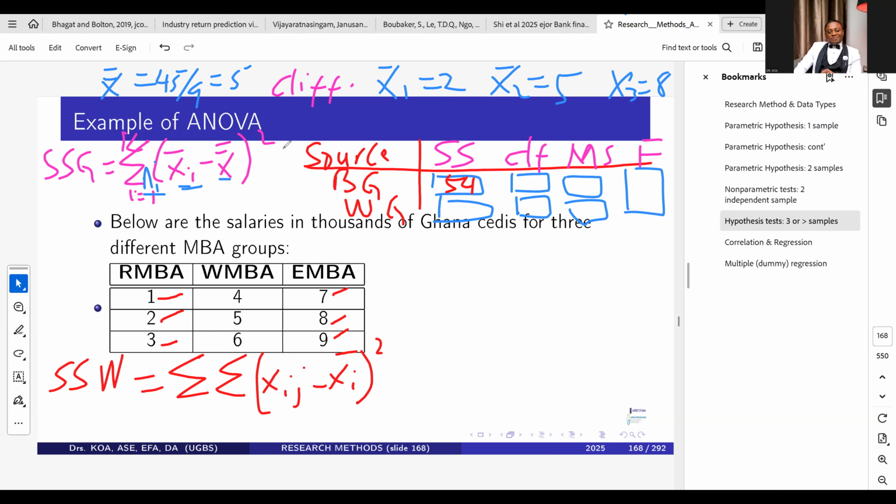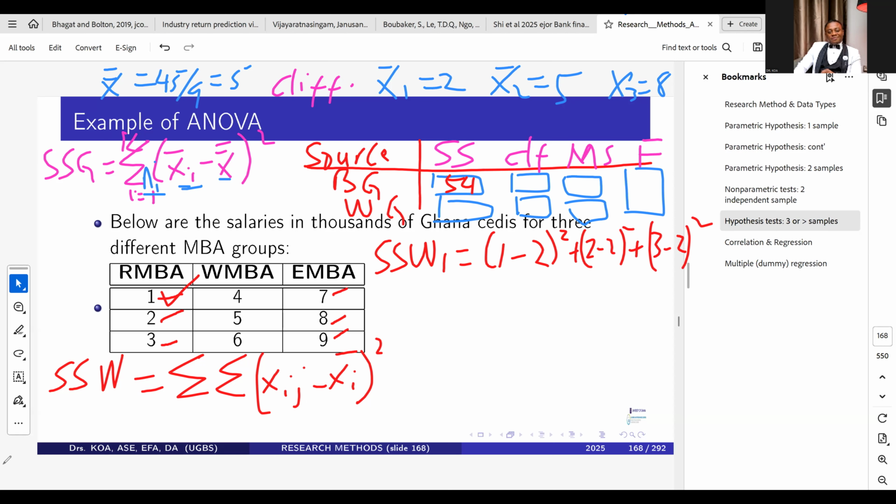So as an example, if I were to calculate SSW1, that is for the group 1, I know the mean is 2. So I'll take each number minus the mean and square it. So the first is going to be 1, which is this first number, minus the mean, which is 2, I square it, plus 2 minus 2, then I square it, plus 3 minus 2, then I square it. That is for SSW1.